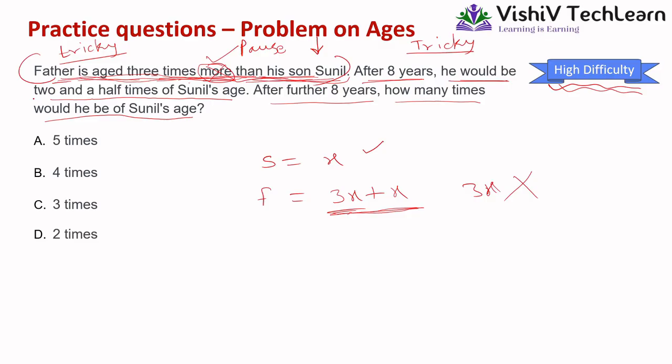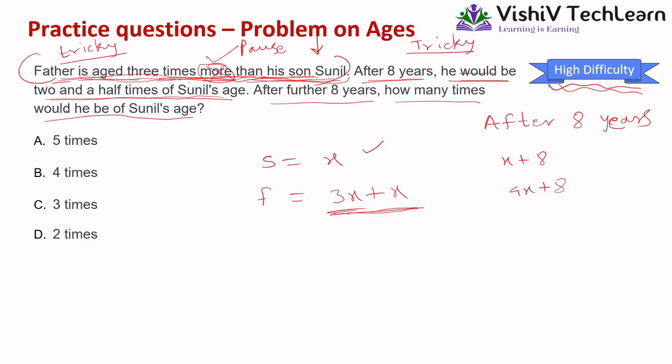Now next condition, what is it? After 8 years, he would be 2.5 times Sunil's age. So after 8 years, what will happen? Now let's consider what will be after 8 years. We'll write it down here. After 8 years, this will be x plus 8 and this will be 4x plus 8. Correct? These are the ages of son and father after 8 years.